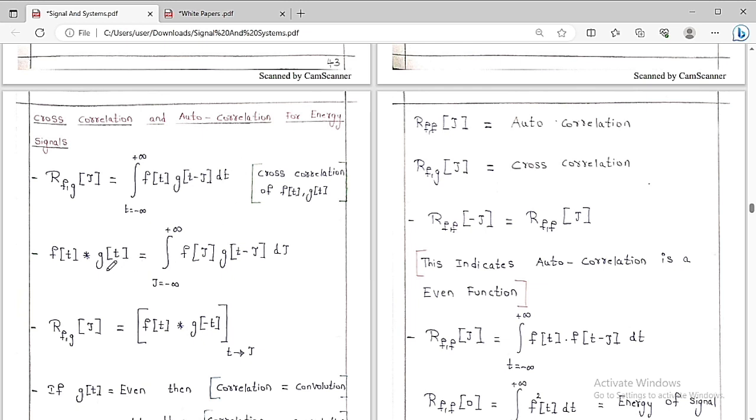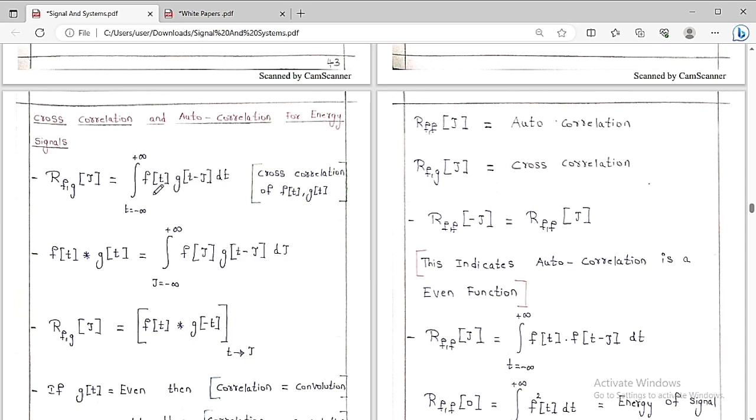But I have already told you what the convolution of f of t and g of t is. So f of t convolved with g of t is equal to the integration from tau equal to minus infinity to plus infinity of f of tau g of t minus tau into d tau. So this is the convolution, and this is the cross correlation. If you see, do you find any similarity? Here t is replaced by tau, and here tau is replaced by t, right?